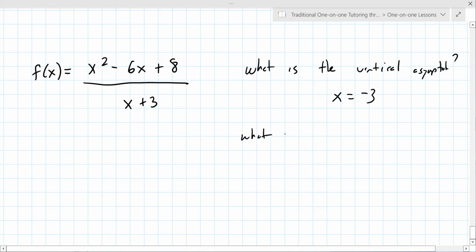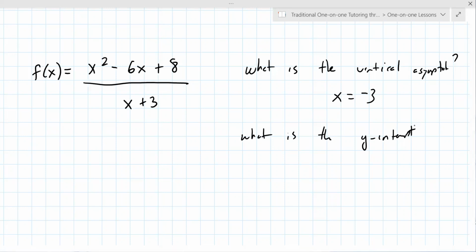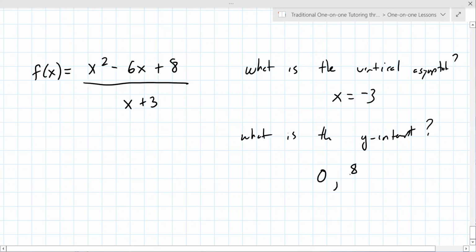Now let's try this again. What is the y-intercept? 8/3. Y equals 8/3. Say that again. 8/3. Yeah, 0, 8/3. Or y equals 8/3. Yeah. All right, now, last one, this is new. What is the x-intercept?